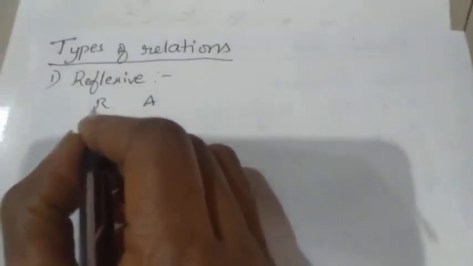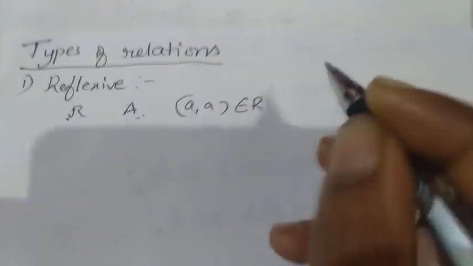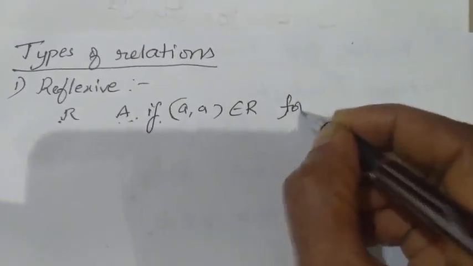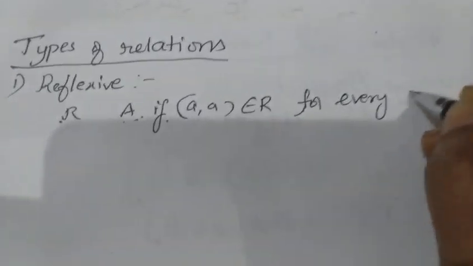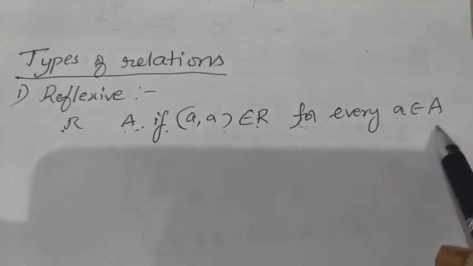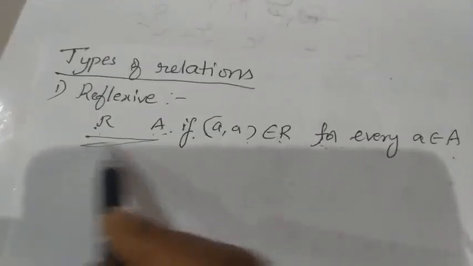Reflexive relation. A relation R in a set A. Suppose A is one set. R is a relation in a set A, called reflexive if (a, a) belongs to R for every a belongs to A. Okay. The word "for every" is very important. If (a, a) belongs to R for every a belongs to A, then a relation R in a set A is called reflexive.